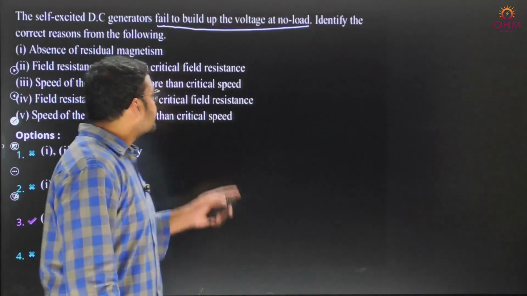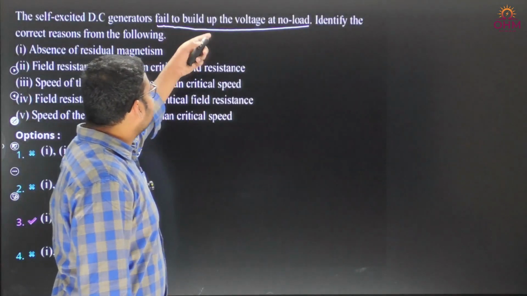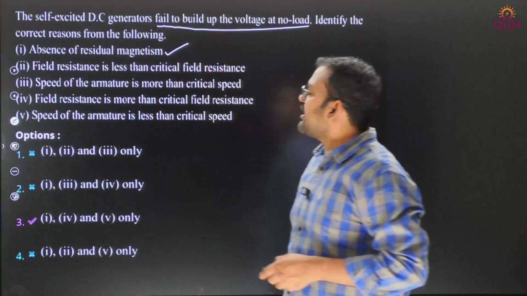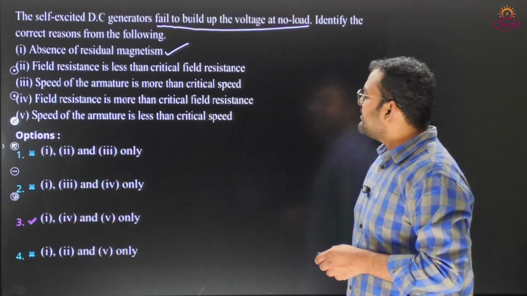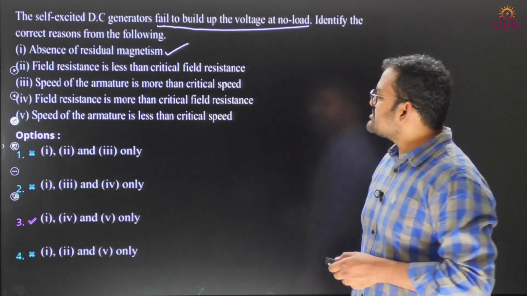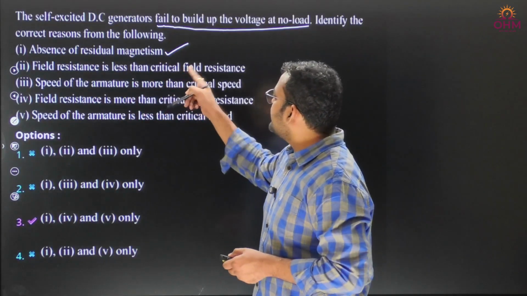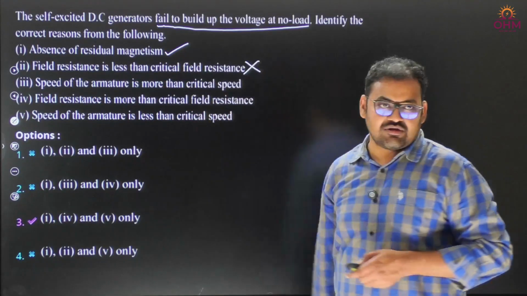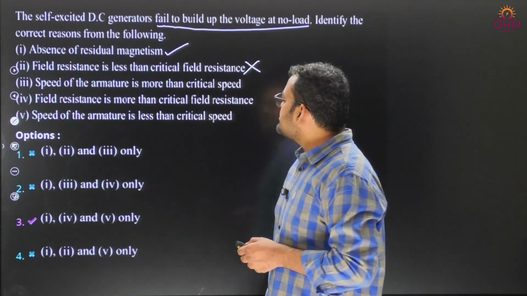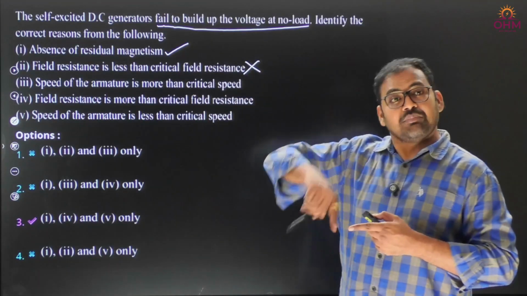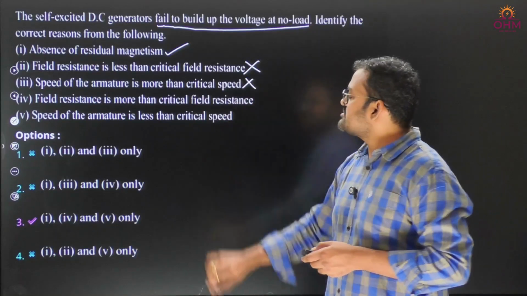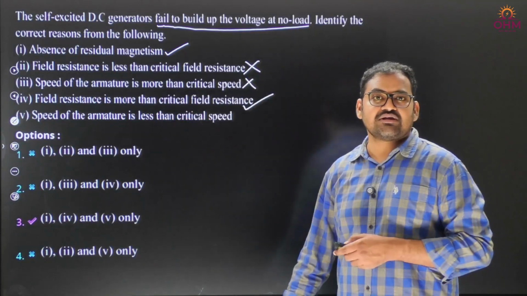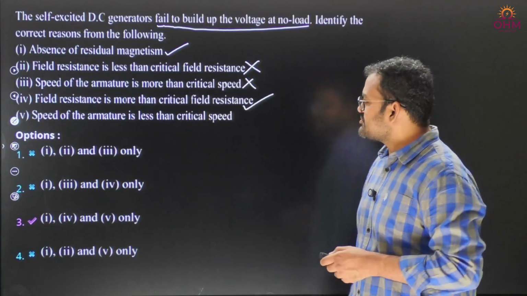Okay. So the question is about which condition will fail to build up the voltage. Then definitely the first one is correct. If a residual magnetism is absent, definitely machine will fail to build up the voltage. Field resistance less than critical resistance means voltage will build up. But it will not build up means it is wrong statement. Speed of the armature is more than critical speed means yes, voltage will build up, but not build up means it is wrong answer. Field resistance is more than critical resistance. Yes, if field resistance is more than critical resistance, development of EMF is not possible.